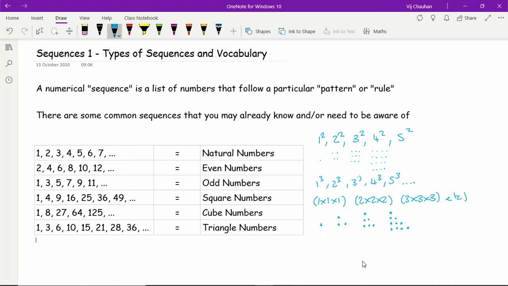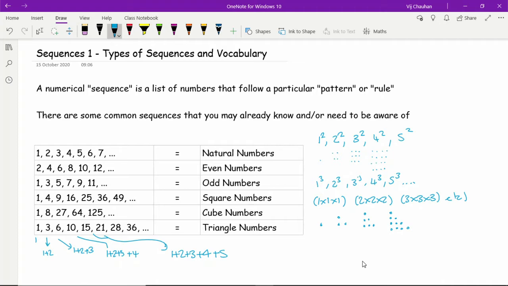The next one, 3, is just 1 plus 2. 6 is 1 plus 2 plus 3. 10 is 1 plus 2 plus 3 plus 4. 15, I should say, I missed that one out, is 1 plus 2 plus 3 plus 4 plus 5. So all you're doing is adding the sum of all the previous numbers together, and you get your triangle numbers as well. So there are different ways you can remember.